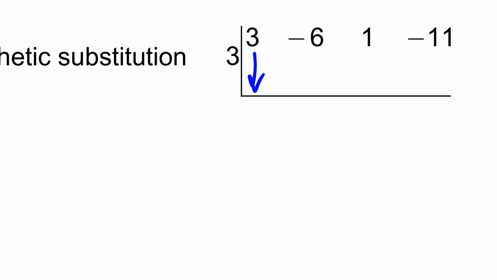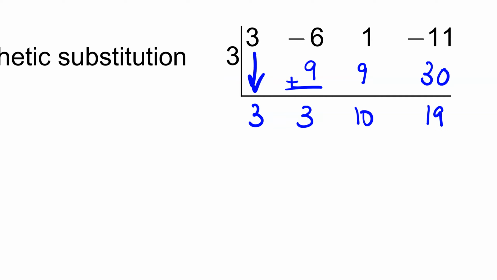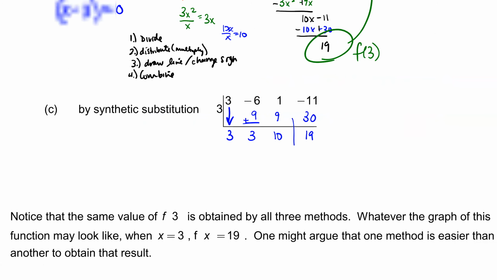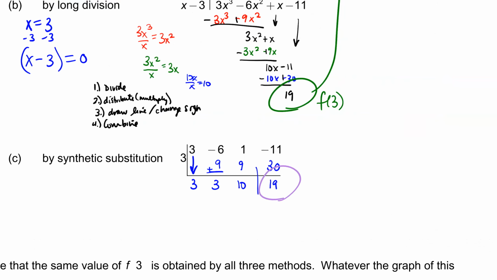First one, bring down. Then you must multiply. Then add inside, multiply outside. Add inside, multiply outside. Are we supposed to get the remainder? Yep, we get a remainder of 19. Are we surprised? No, because that's the actual function value, right? Not surprised. Shouldn't be surprised.